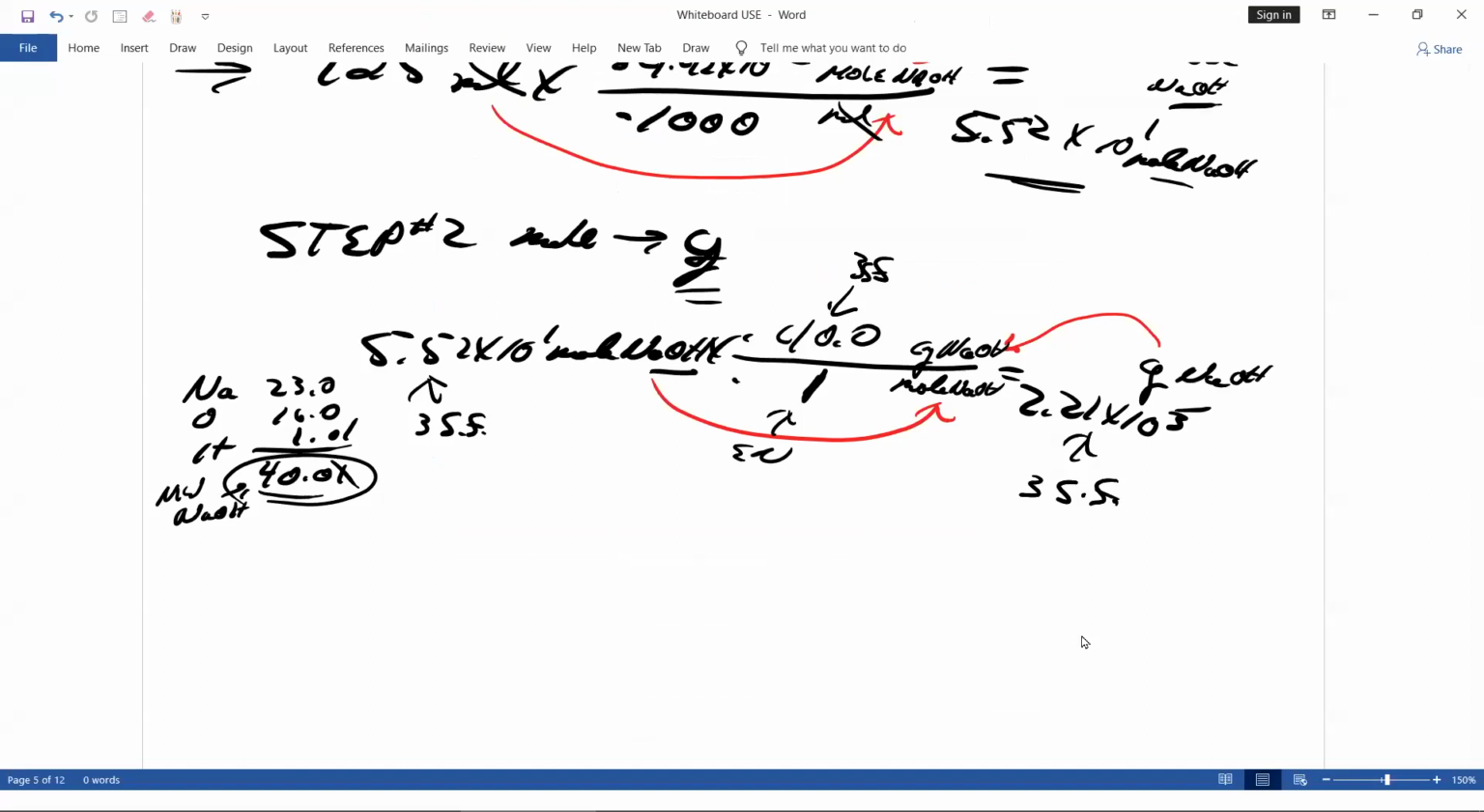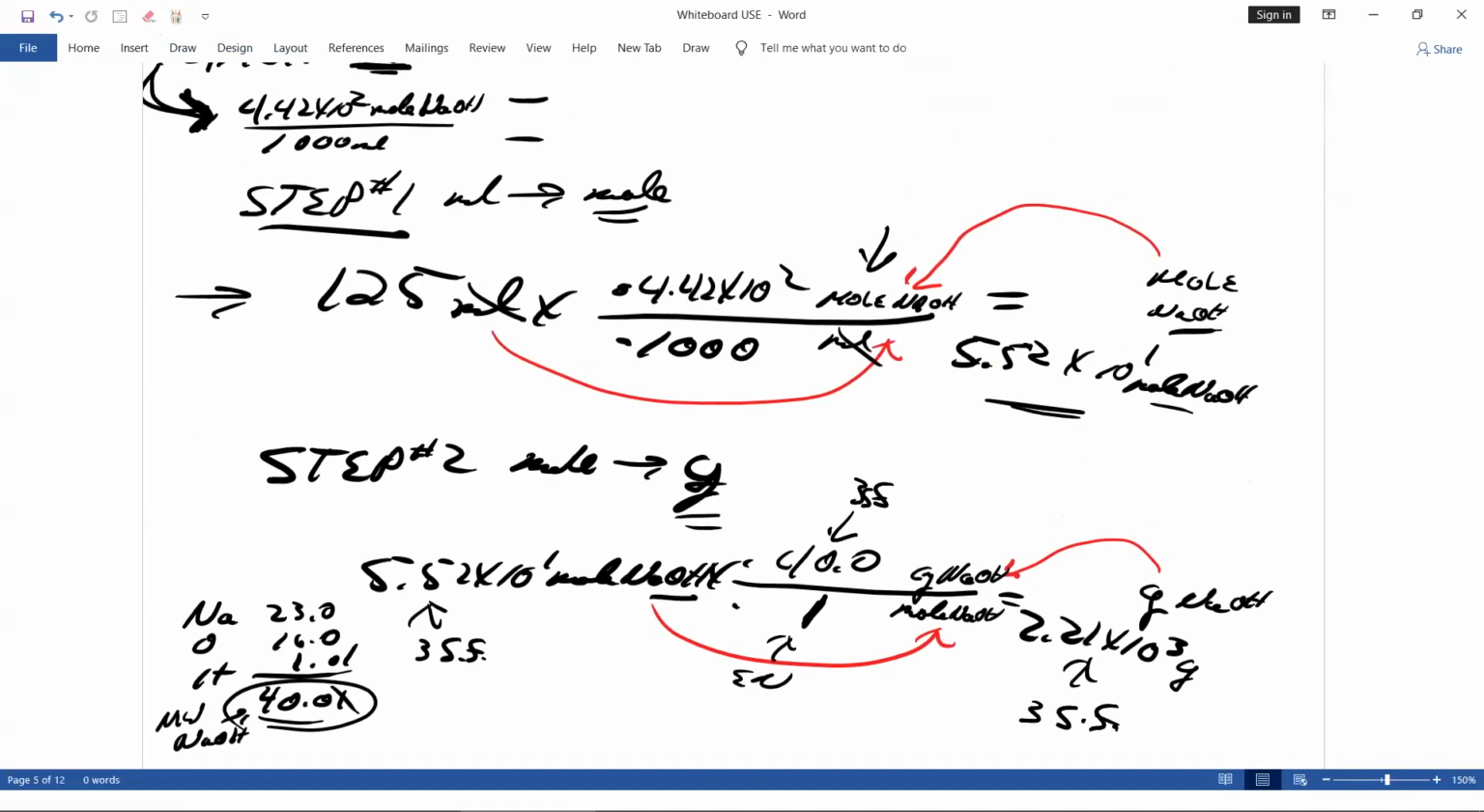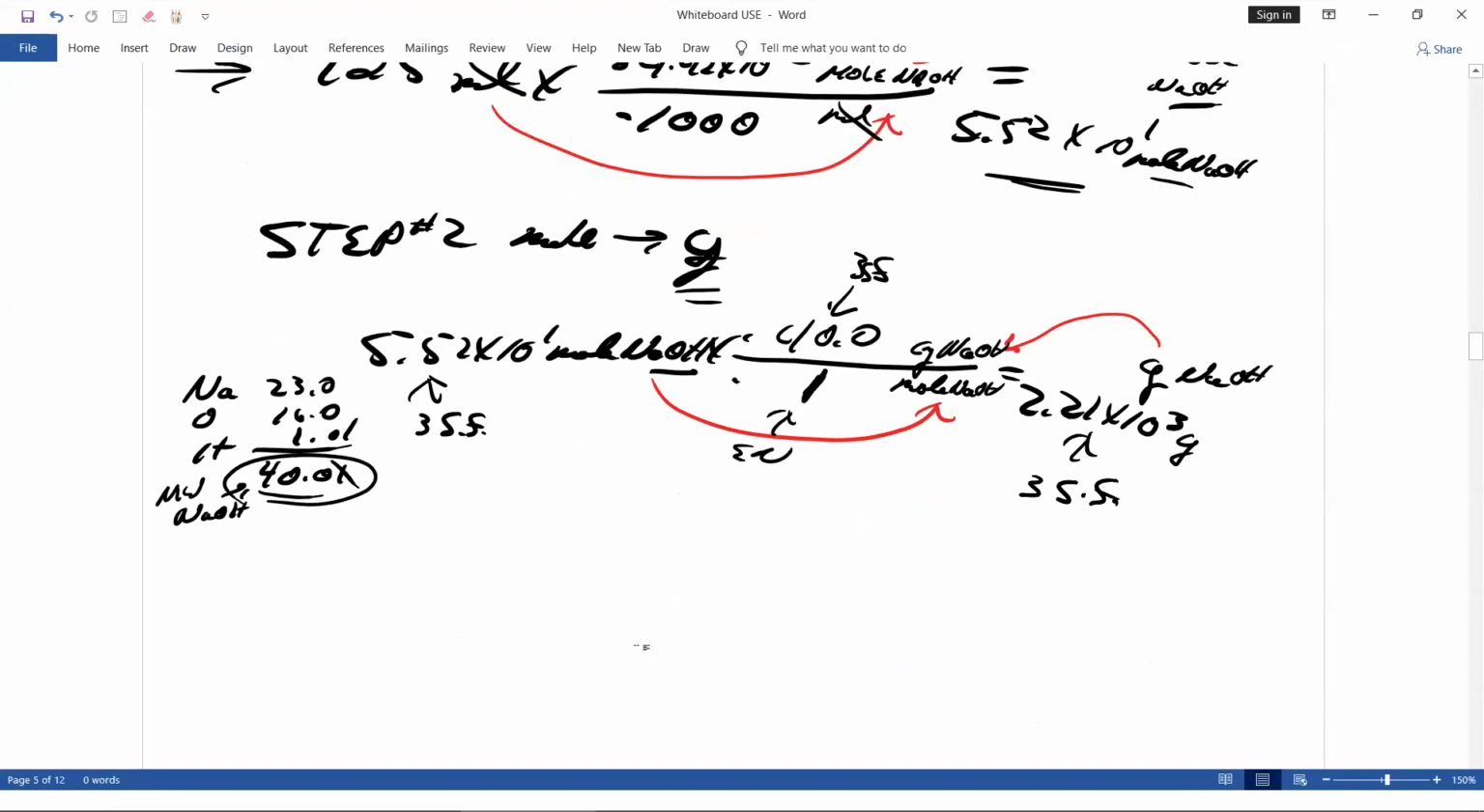That would be 2,210 grams. But let me rewrite this. That's better. And that's how many grams of sodium hydroxide. And you go out, weigh this out, put it in a volumetric, add enough water to make 125 milliliters, and that's the solution you'd get. And that's how you use molarity. And you should know how to do that.